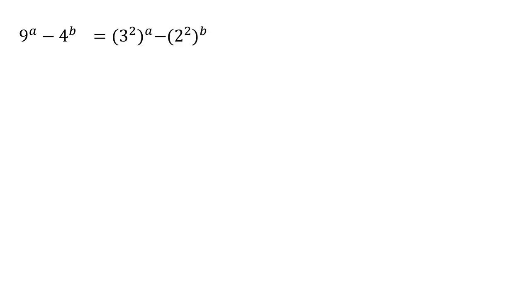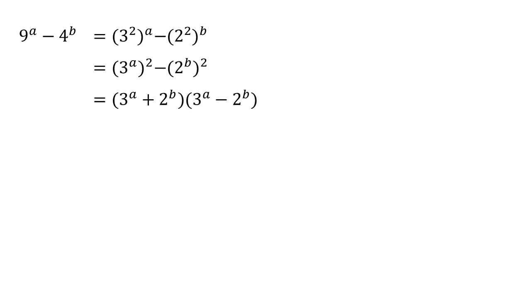So 9 is 3 squared, and 4 is 2 squared. So we substitute those in. Now, by the rules of indices, if we've got a power of a power, this would equal those two powers multiplied together, which also means we can switch the powers around. So 3 squared to the power of a is exactly the same as 3 to the power of a squared, and 2 squared to the power of b becomes 2 to the power of b squared. So now we've got the difference of two squares.